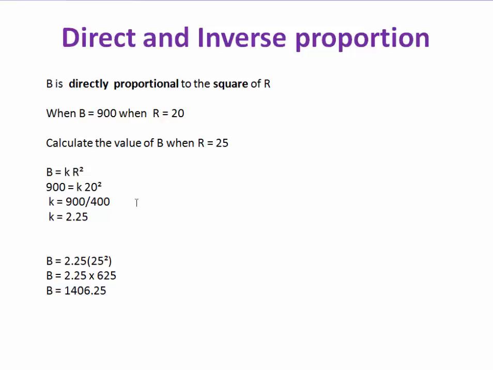Now, we're dividing this question into two parts. Usually we always try and do that. Work out the k, the constant, first, and then use that to work out our question. So now we want to work out B when R is 25. So B equals our k, which is 2.25, multiplied by 25 squared, R squared. So from this formula, we get B equals 1406.25.